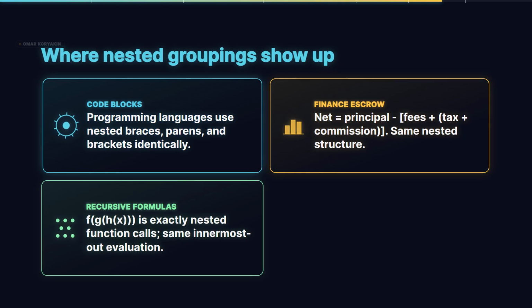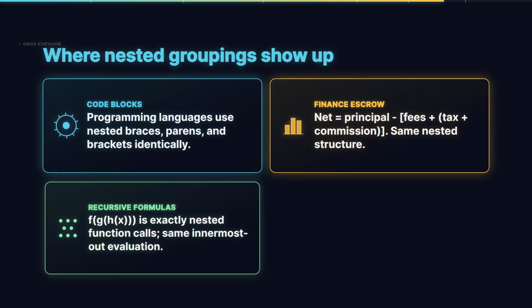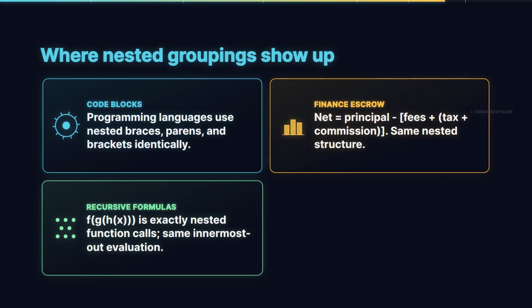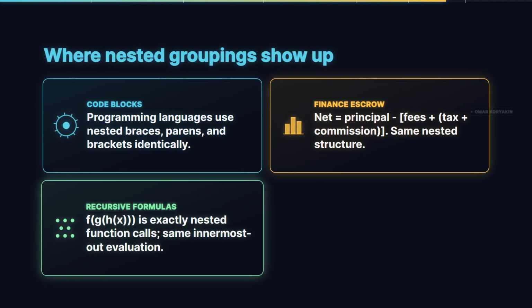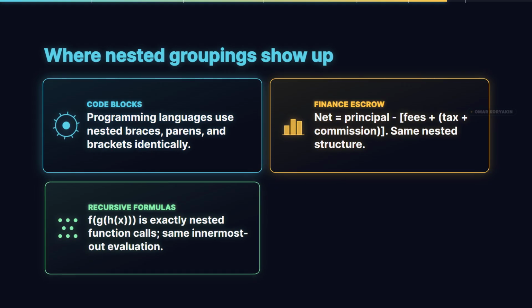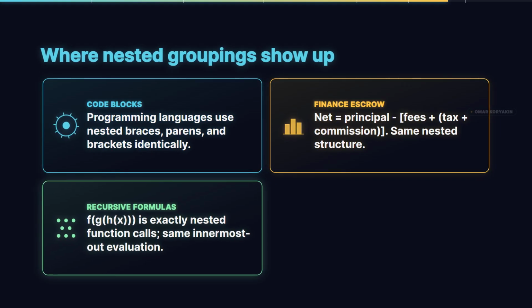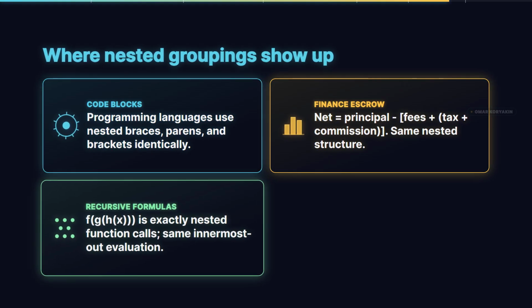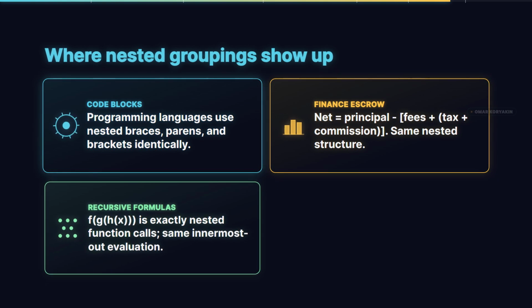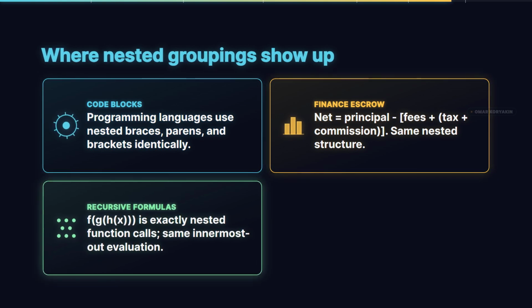Recursive function notation in math, like f of g of h of x, is exactly nested grouping. To evaluate the composition, you compute h of x first, then g of the result, then f of that. The innermost first evaluation rule from this lesson is the same rule that drives every recursive function evaluation in calculus, computer science, and applied math.